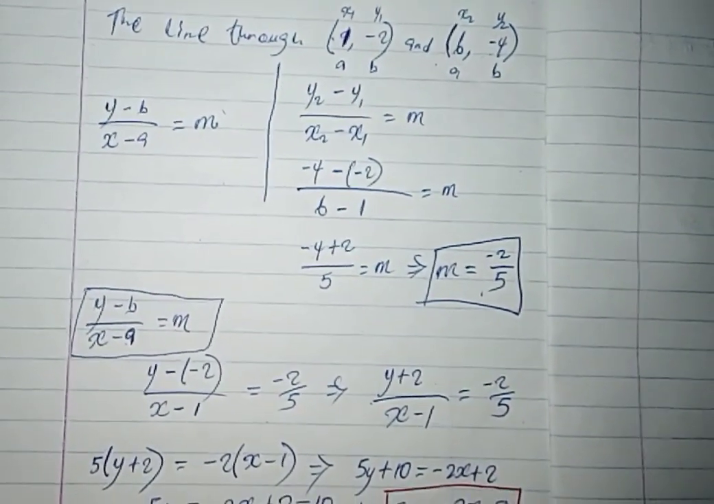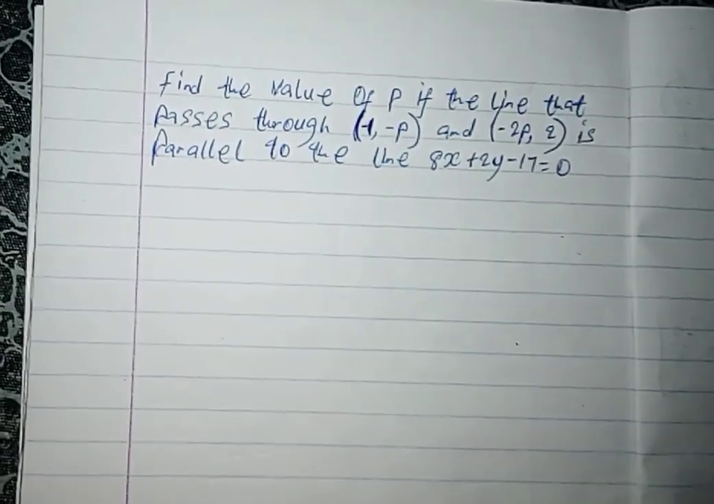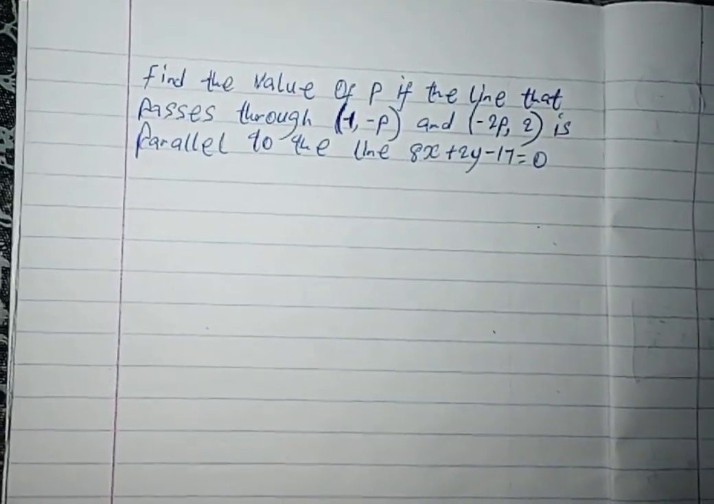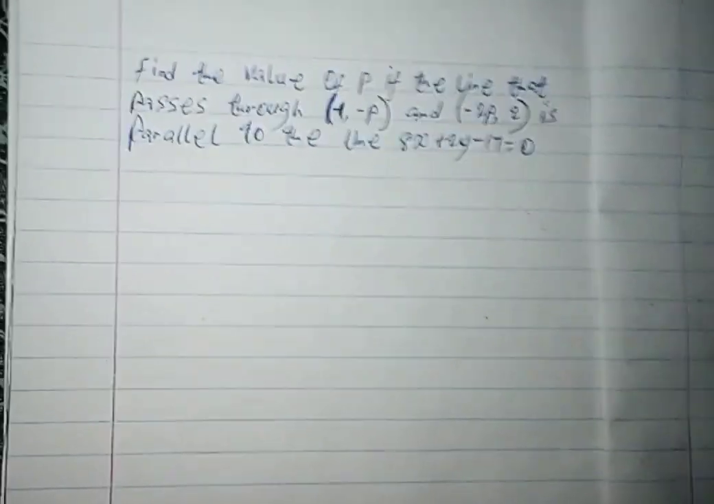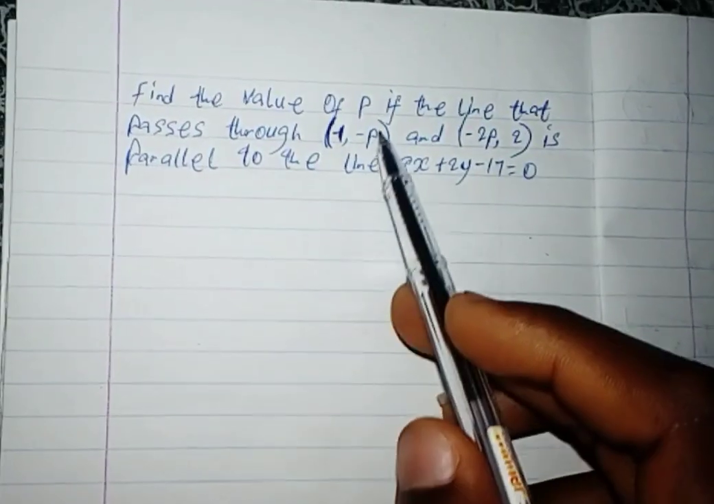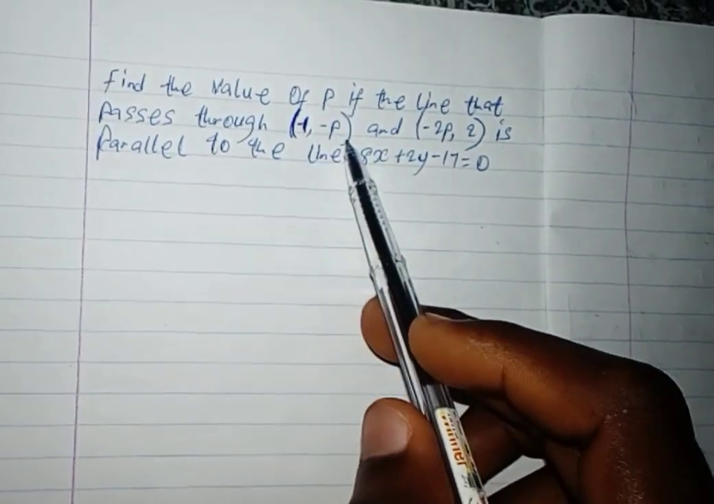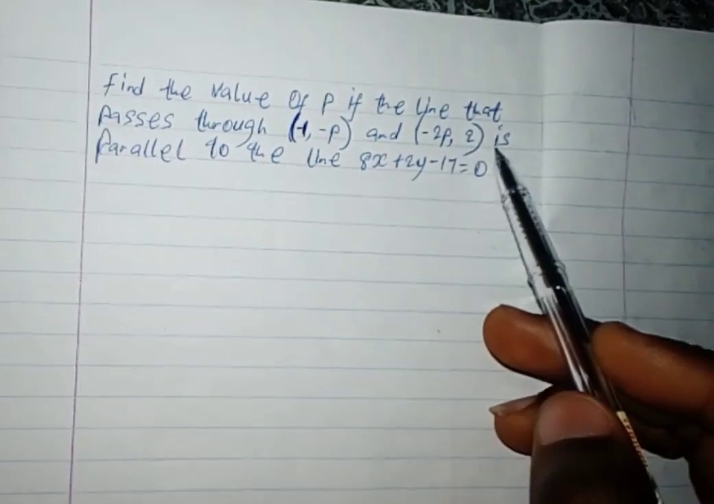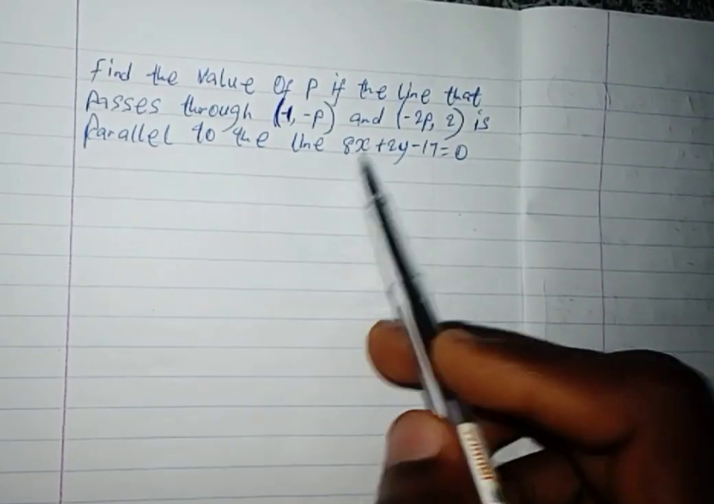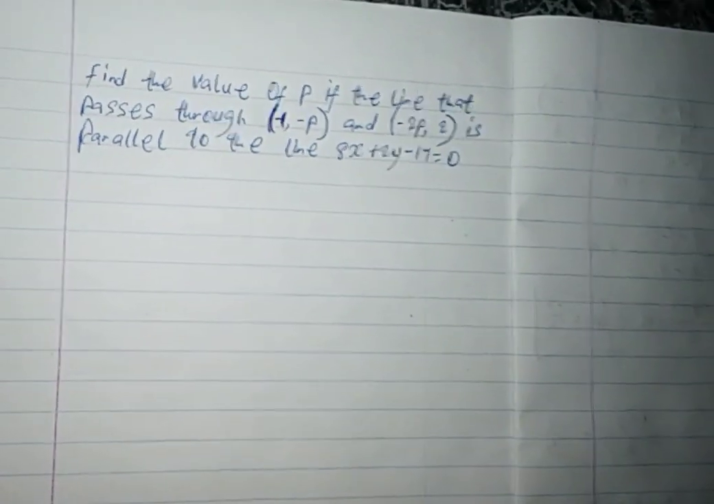So we go to the next question. Okay, this is another question. I took out my time to write this one because I have a feeling that you don't actually see my writings very well. So we arranged from this. He said, find the value of P if the line that passes through this point and this point is parallel to the line 8x plus 2y minus 17 equals 0.